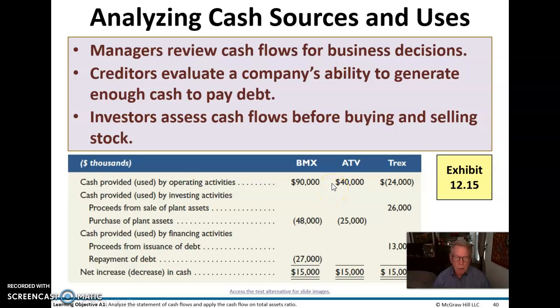But ATV, somewhere in the middle. They had pretty good operating activities and they did purchase some plant assets. So that looked pretty good. But Trex lost money in operating activities. That's their seed money. And they sold off some of their seed corn, if you want to say, for plant assets, and they issued some debt to pay for that. Okay. I think you can see which company you would prefer when you analyze these statements of cash flows.